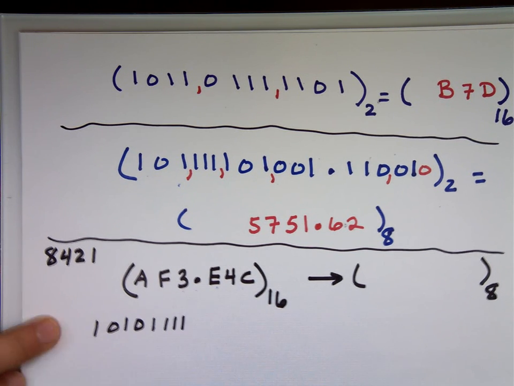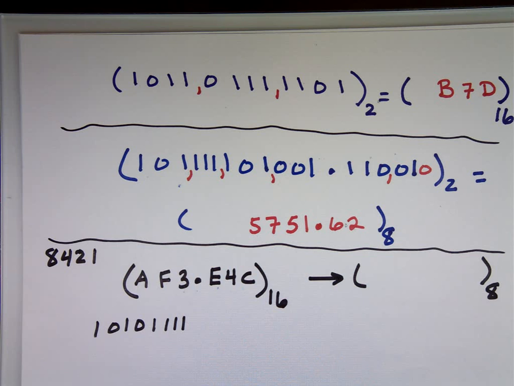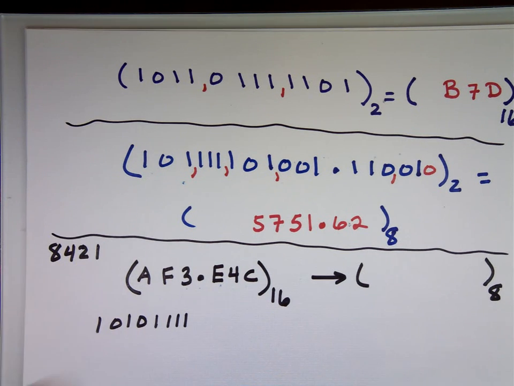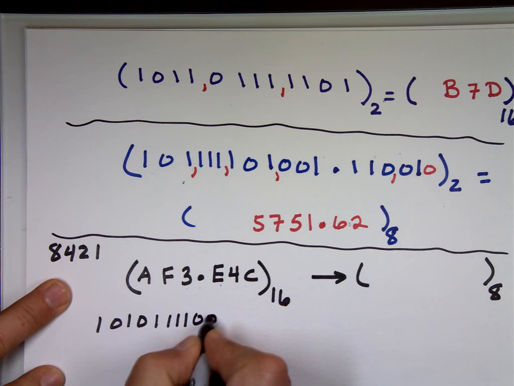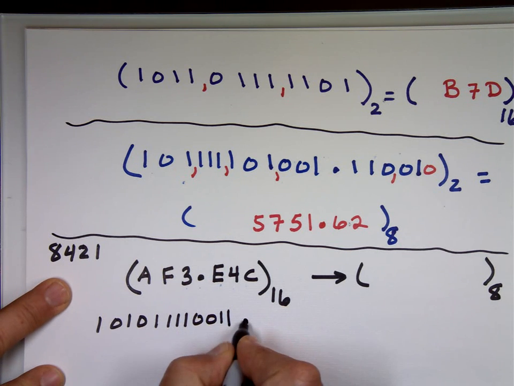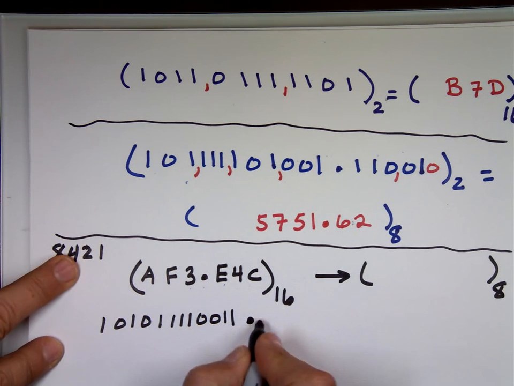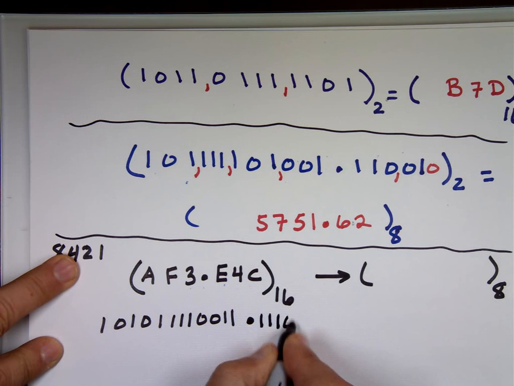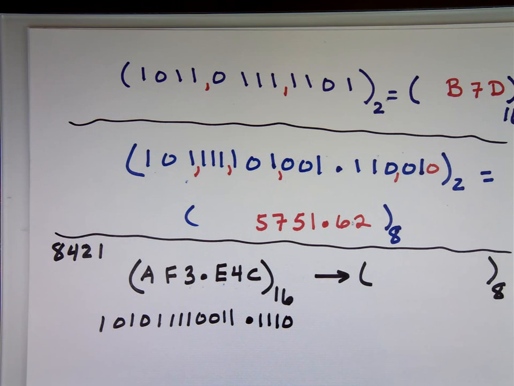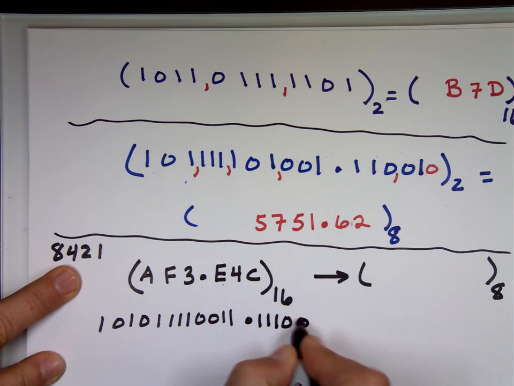Next one is the 3. The 3 is what? 0, 0, 1, 1. I'm going left to right. Yep. And there's a decimal point. E is 14. 1, 1, 1, 0. Next one is 4. 0, 1, 0, 0, 1, 0, 0. And the last one is what?